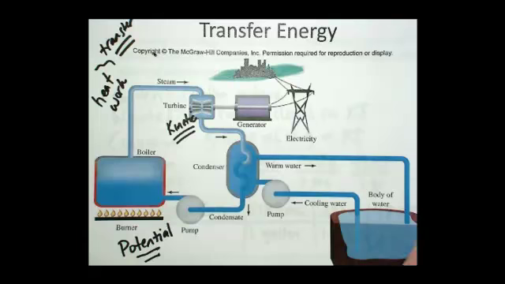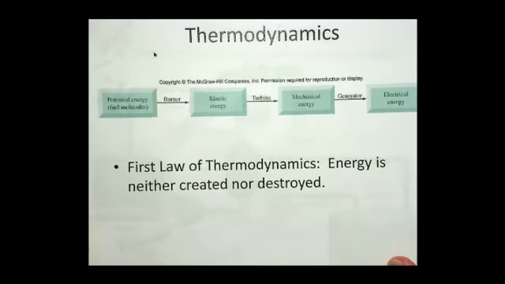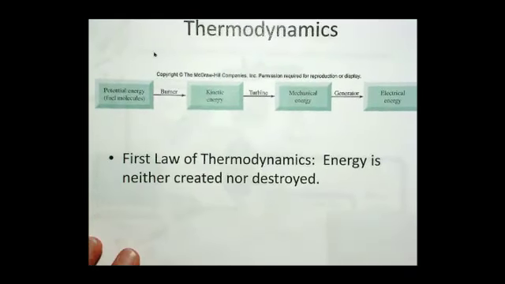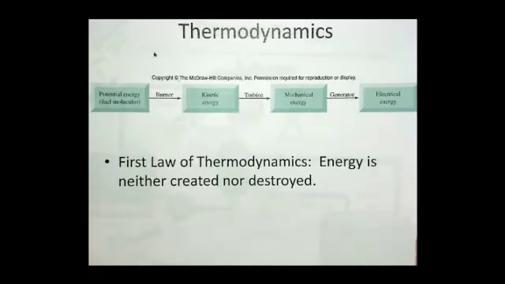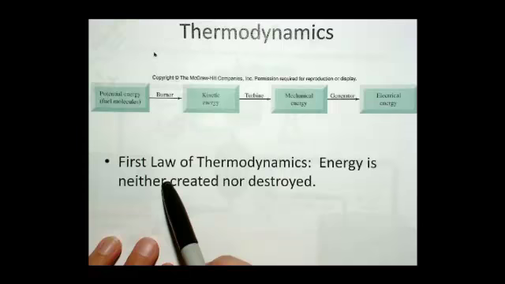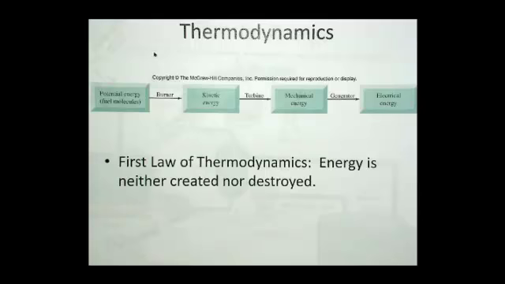So here's another way of looking at this schematic diagram of a power plant. We call this transfer of energy thermodynamics. It's how we keep track of and model the movement of energy from one form to another. And as it turns out, the first law of thermodynamics is actually the law of energy conservation, and that is that energy is neither created nor destroyed in the universe.